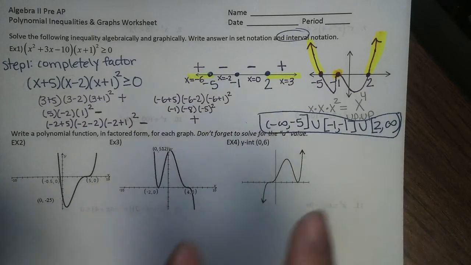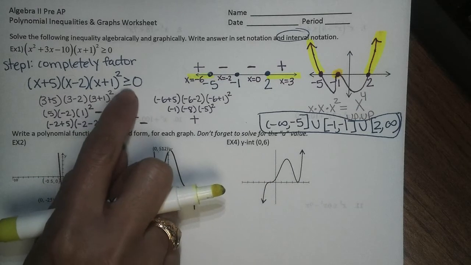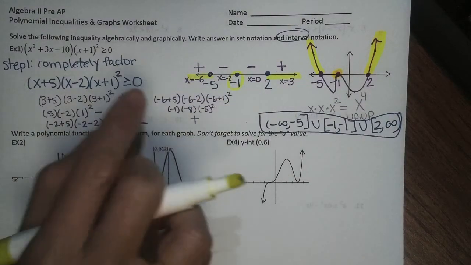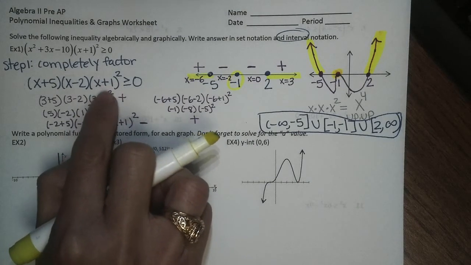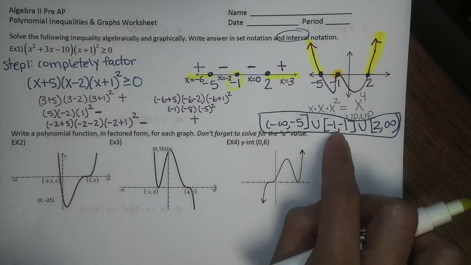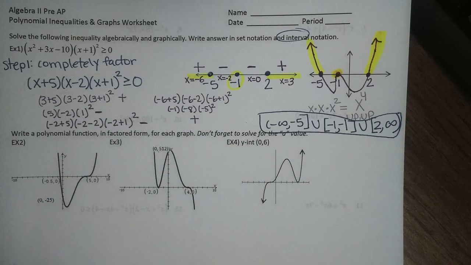But then you still have to be careful because it could have also been equal to 0. Remember that at a root, the polynomial is equal to 0. So when x equals -1, this does equal 0. So that's why you include the -1. And that's just how you do it.